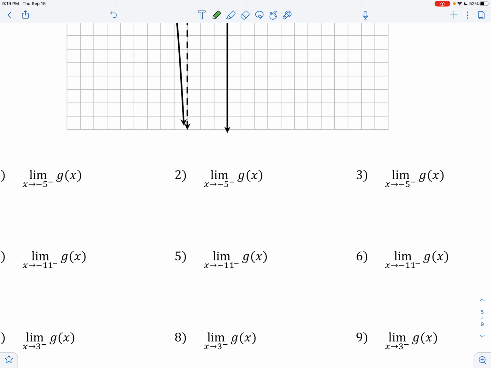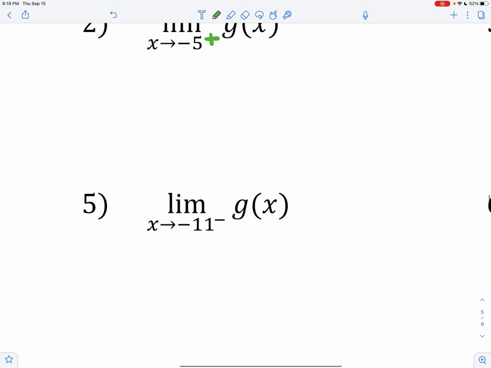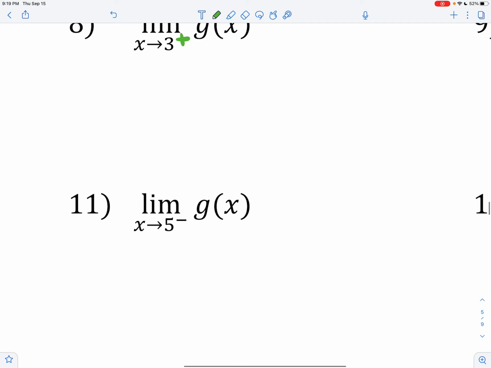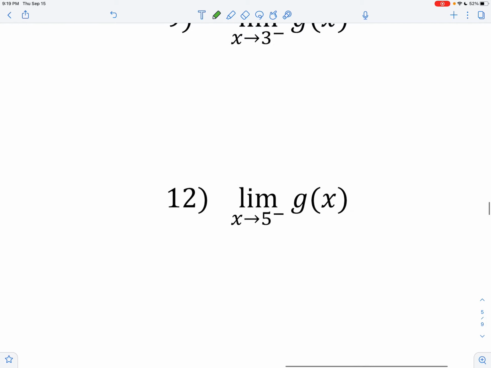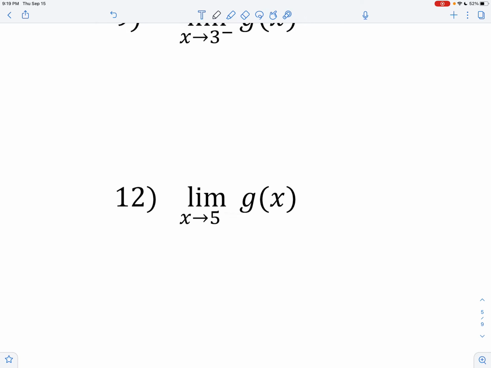We'll keep all these ones the same in this column. Everything in this column, please change to being a right approach. So number 2 should be -5 from the right. Number 5 should be -11 from the right. Number 8, we're approaching 3 from the right. And number 11, we're approaching 5 from the right. Those should all be pluses. And then all these ones that are multiples of 3, we should have no directionality attached. My apologies for that.